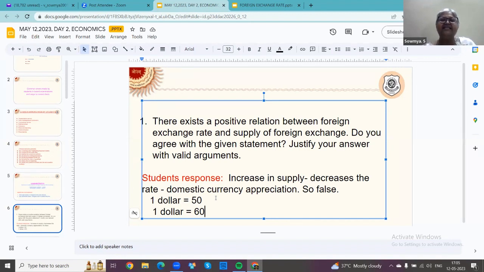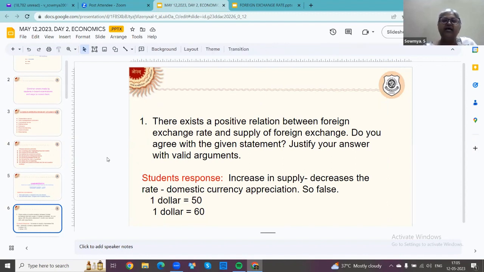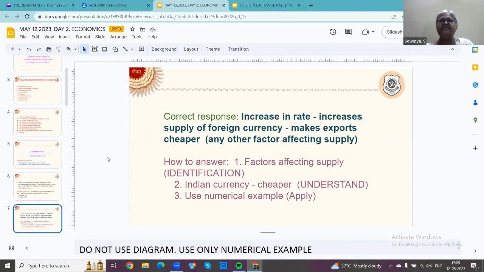So when there is an increase in the rate, there will be an increase in the supply because exports from the country are going to increase. So that will increase the supply. So this is the correct response that was given in the board. At the end I have said, do not use a diagram, use only a numerical example, because children get confused. There are two diagrams for this.